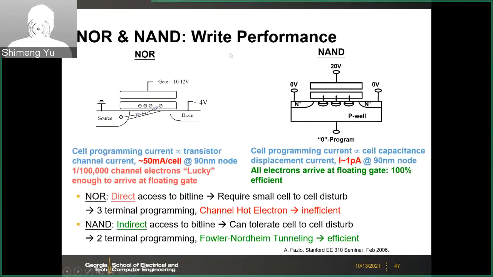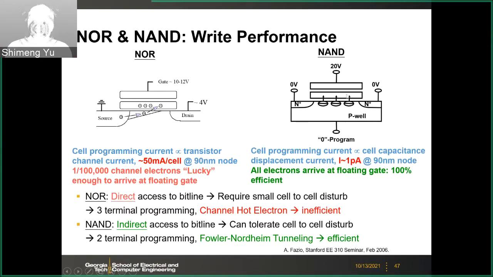And here the write performance, as we discussed, is different because the programming method is different. NOR flash uses channel hot electrons, so you have to pass large currents from the drain to the source, or electrons from the source to the drain. So only a very small portion of the electrons can go into the gate. Therefore, they are called lucky electrons. For example, you may have to pass 50 milliamp to program the NOR flash. So the current is large, therefore the power consumption is large for the NOR flash.